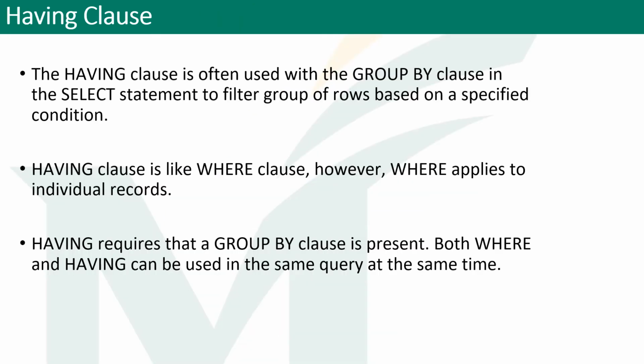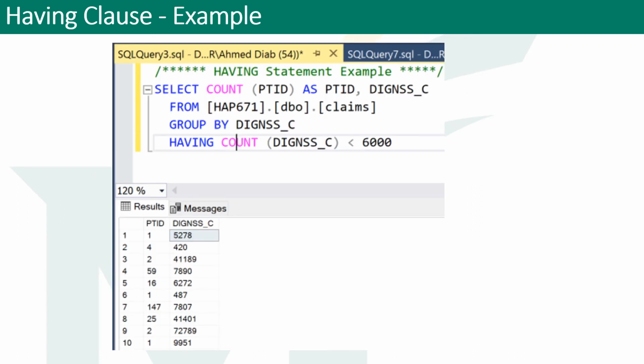Next is having clause. It's often used with group by clause in the select statement to filter group of rows based on specific condition. Having clause is like where clause. However, where clause applies to individual records only. Having clause requires that a group by clause is present. We can use both where and having clause in the same query at the same time. An example of having clause from our HAP671 database.